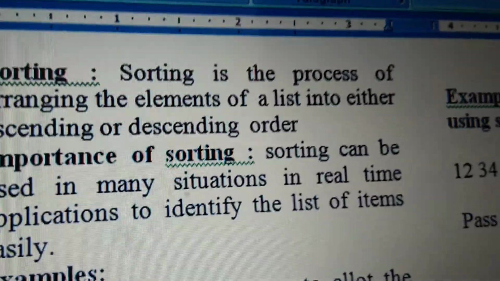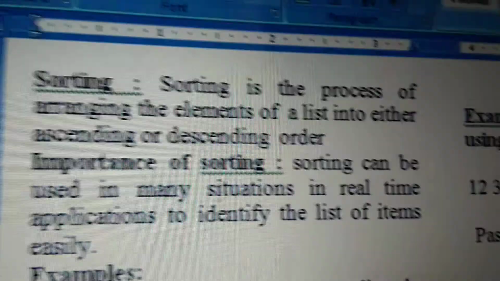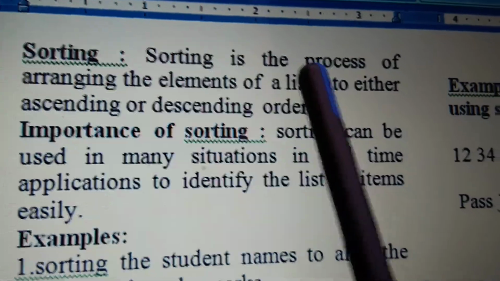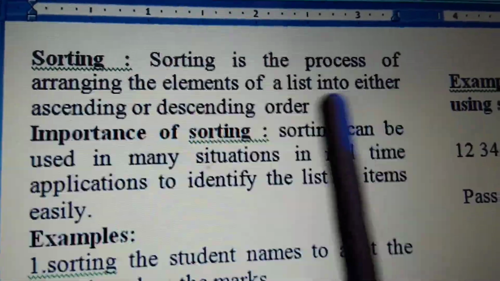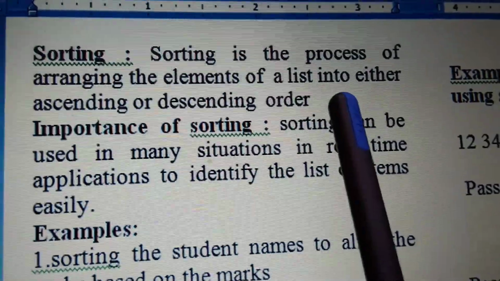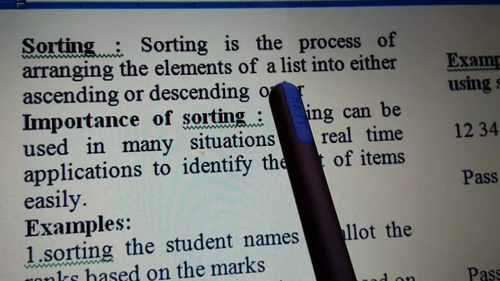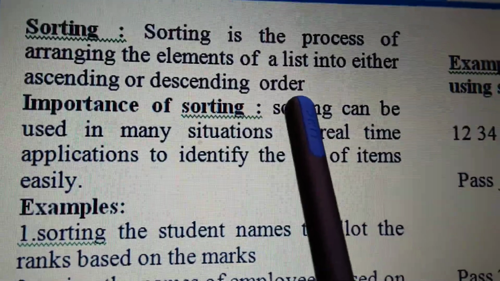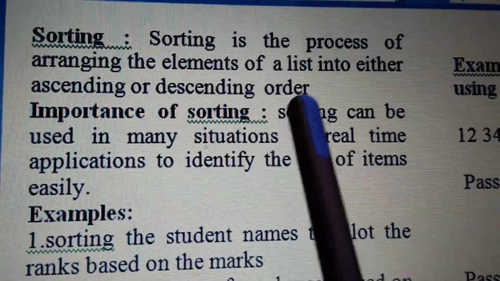What is meant by sorting? Sorting is the process of arranging the elements of a list in either ascending or descending order. So the definition of sorting is arranging the elements of a list into either ascending or descending order.